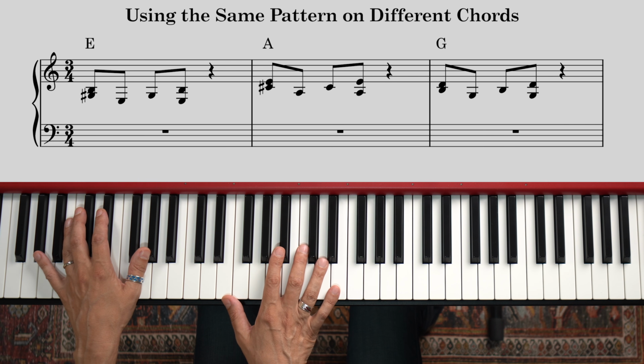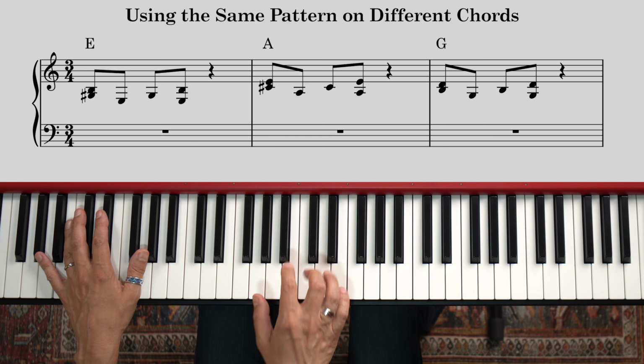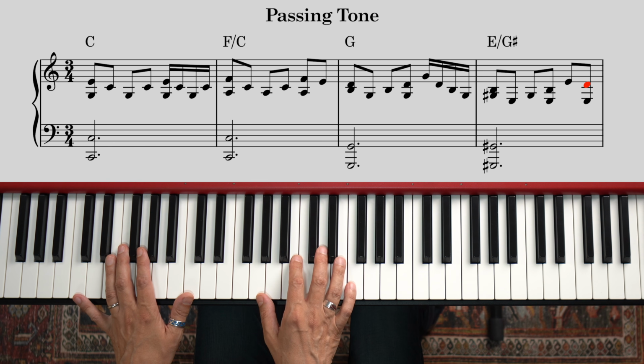The first 2 beats of the E chord are the same pattern he played on the A chord in the intro and on the G chord in the bar right before E. It's important to recognize these similarities between different sections of the song. It deepens our understanding of the music, plus it makes it easier to play. And then on beat 3 we get another passing tone leading to the next chord.